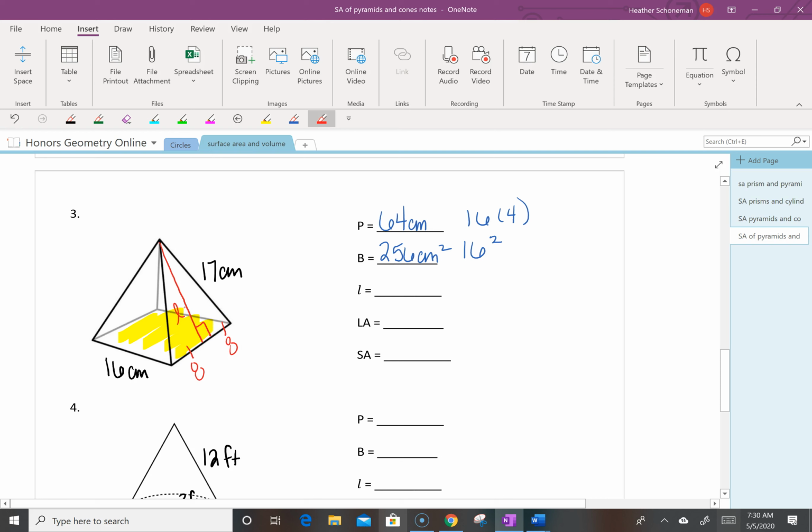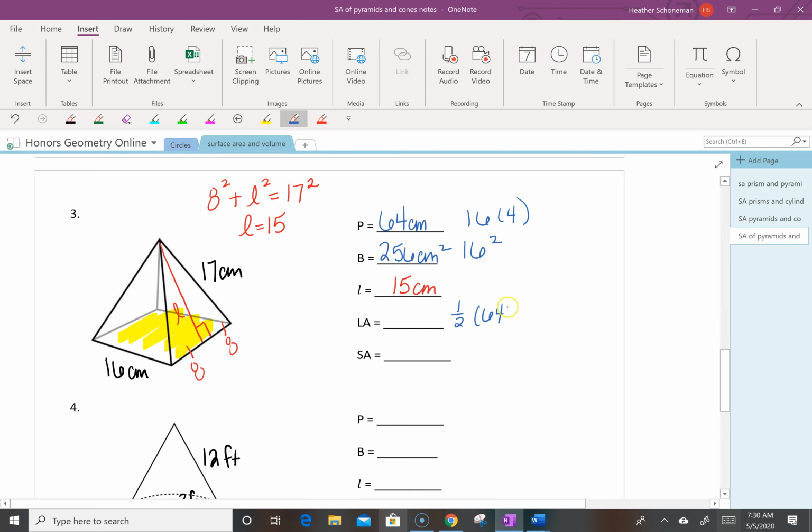So to be able to find the slant height, we're going to need to do the Pythagorean theorem. So I'm going to have 8 squared plus the slant height squared equals 17 squared. Okay, I am assuming you can do Pythagorean theorem, so I'm just going to tell you this comes out to be 15. But on your homework, if you don't know what the answer is, you're going to have to do the formula.